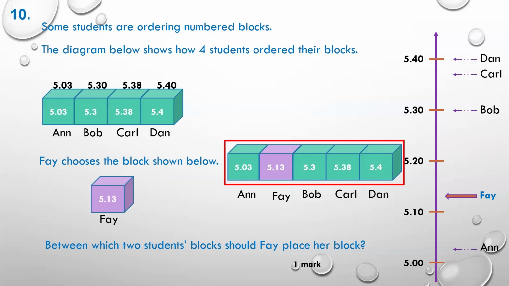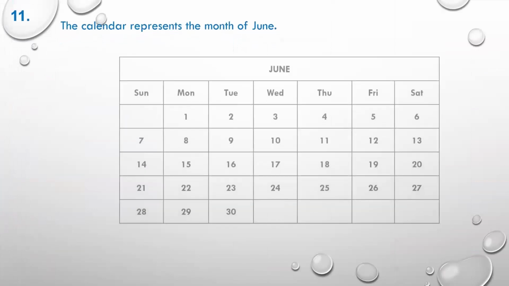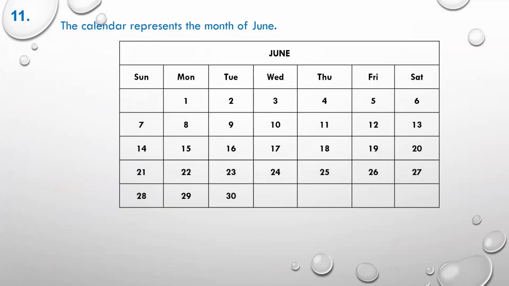So let's look at the question, between which students' blocks should Faye place her block? She should place it between Anne and Bob because her block is more than Anne's but less than Bob's. So that brings us to the end of number, and let's go on to number 11, where we now move into a new strand. So the calendar represents the month of June. So we've moved into the topic in that strand of time.